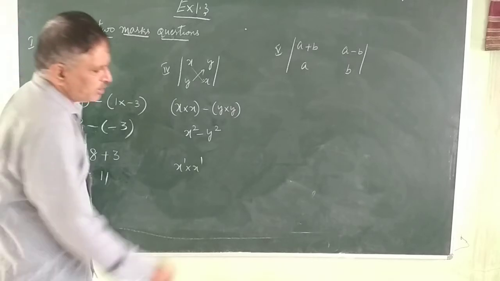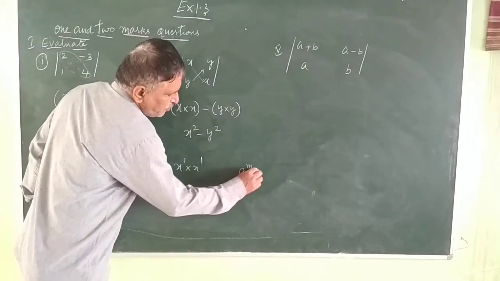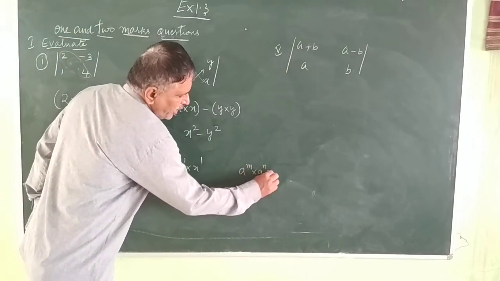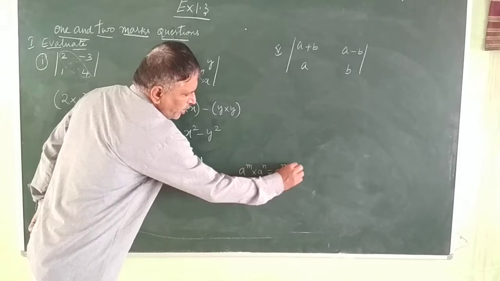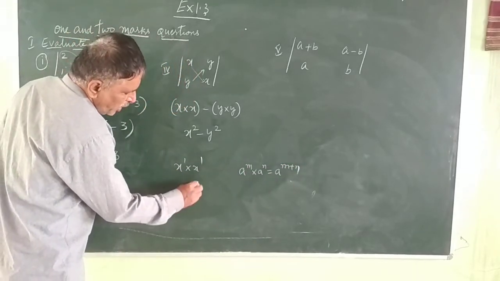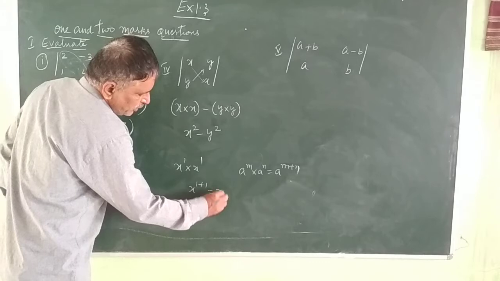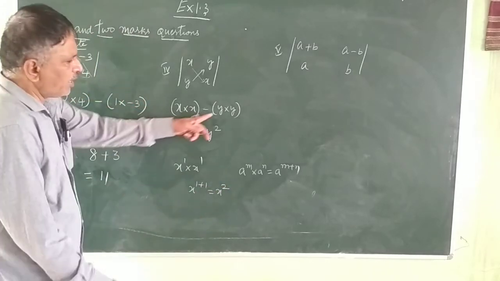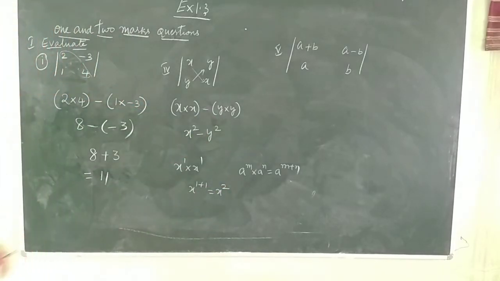According to the law of indices, a to the power of m into a to the power of n can be taken as a to the power of m plus n. According to that, these two are the base. So x to the power of 1 plus 1 is nothing but x square. Similarly, y into y also will give y square. That is the value. That's all.